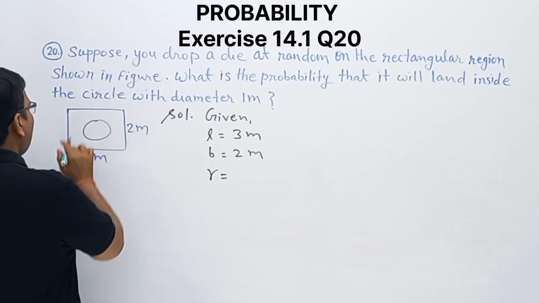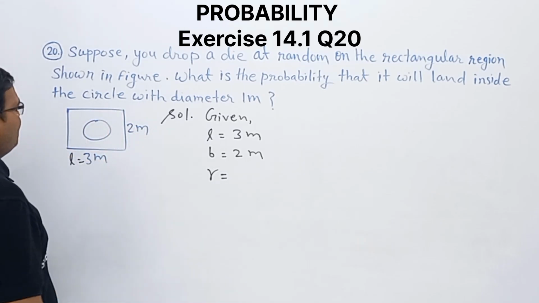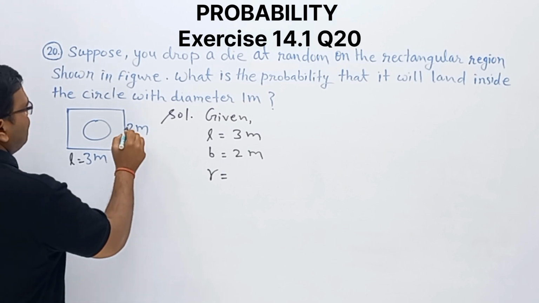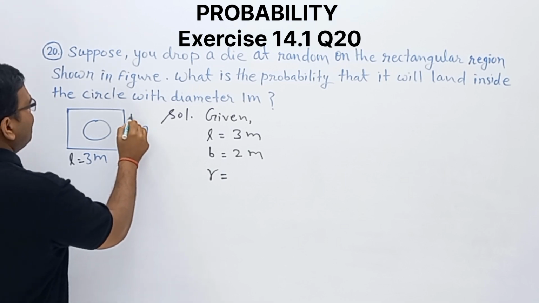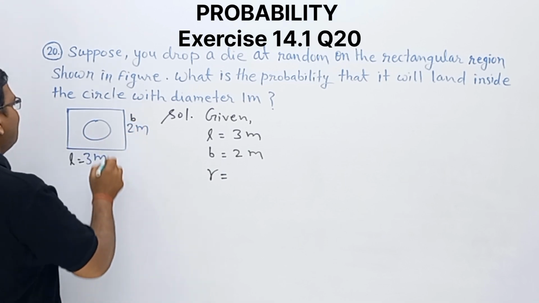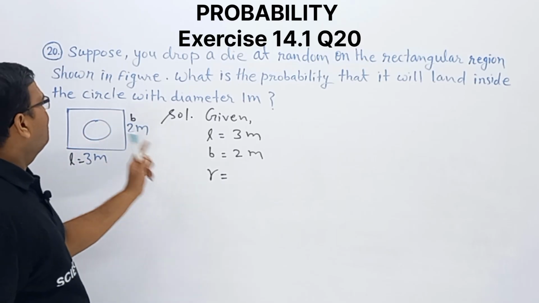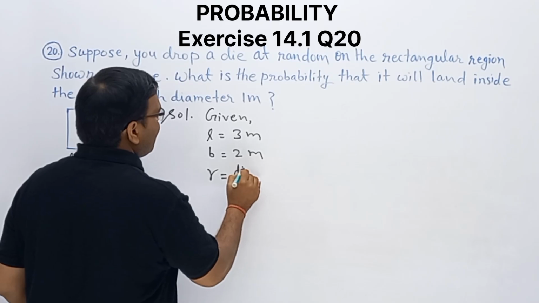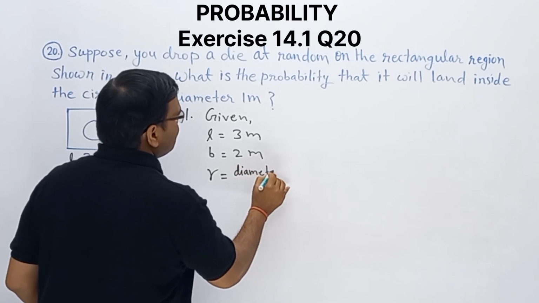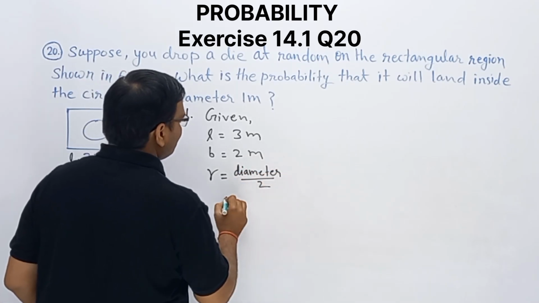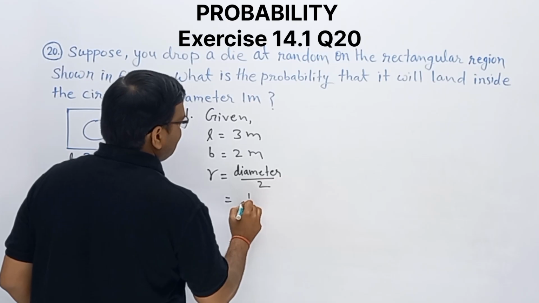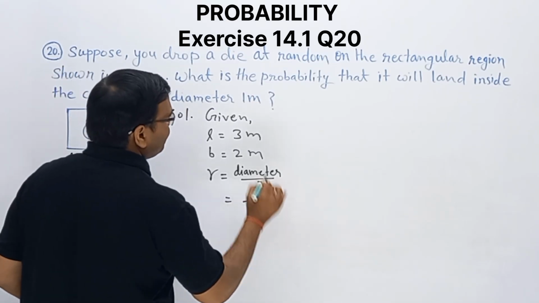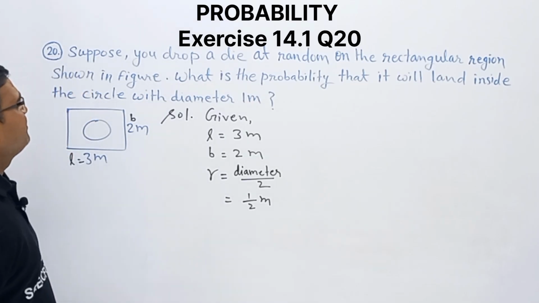L is the length of the rectangle, and breadth B equals 2 meter, and the diameter is 1 meter. So the radius will be half of the diameter. So diameter is 1, divided by 2. So the radius of this circle will be 1 upon 2 meter. So these are the things we have.